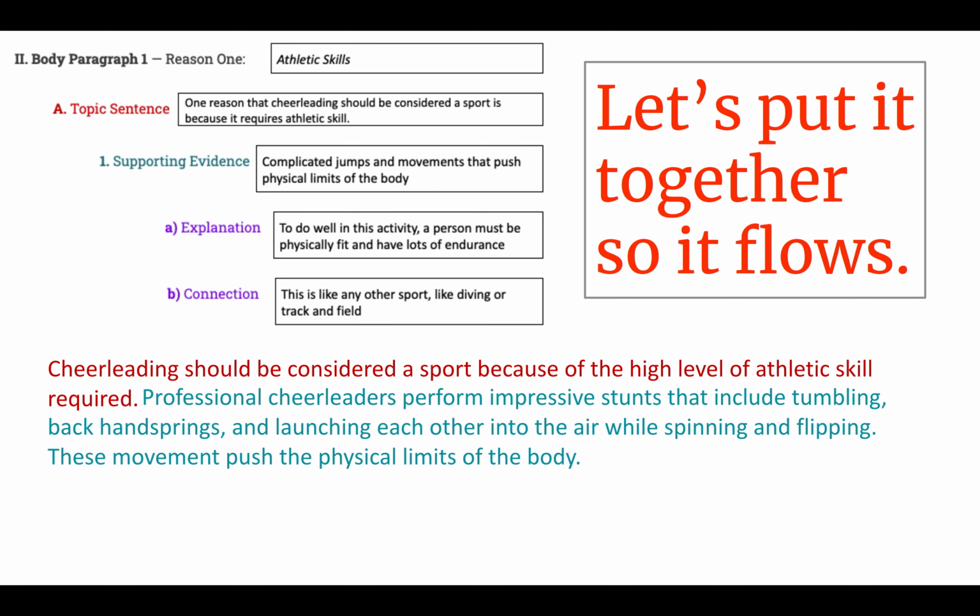Next is the supporting evidence. Originally, I had complicated jumps and movements that push physical limits of the body. As a writer, I want to paint a picture in my reader's mind, and I want to add more information about complicated jumps. I want to be a little bit more specific. So I said, professional cheerleaders perform impressive stunts that include tumbling, back handsprings, and launching each other into the air while spinning and flipping. Those movements push the physical limits of the body. So I've taken what I had originally in the outline and I've just taken it further. I've added a lot more details and ways that the reader can kind of visualize what's going on.